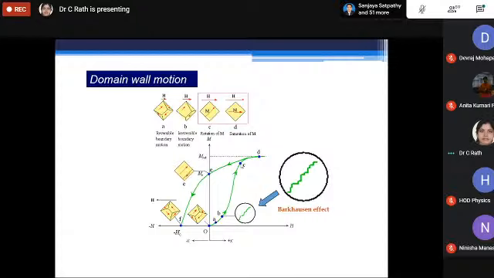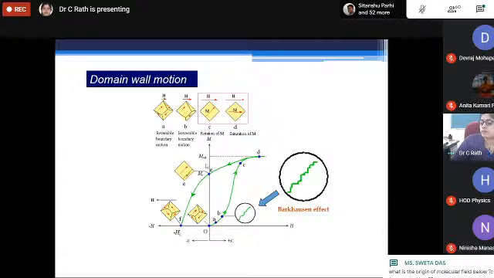And when you increase the field and it goes from C to D, it is domain rotation, and that doesn't come back again in the same path. So domain wall translation and rotation are irreversible processes. And when you reduce the field, as we discussed, it comes back again.